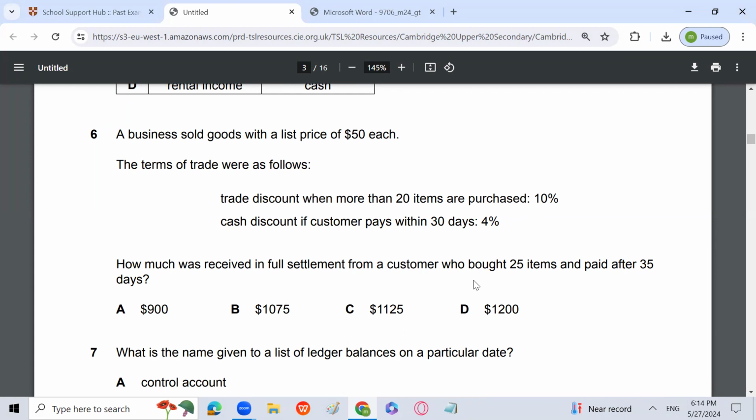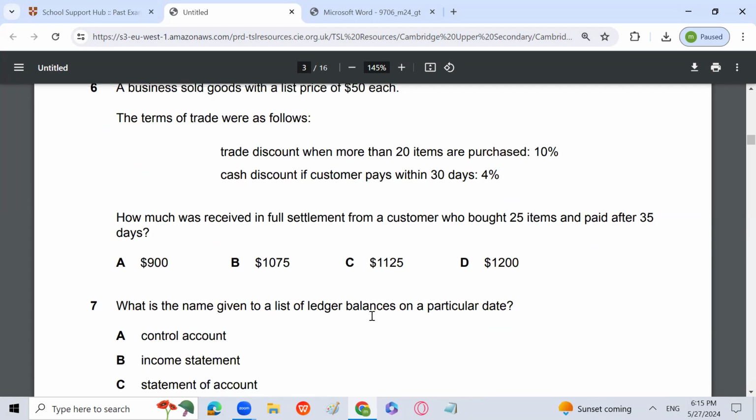Who bought 25 items, so 25 into 50. You can subtract the discount in the first instance from list price also or afterwards also. It's up to you. So 25 into 50, how much will we get? 1250. And out of 1250, you will subtract trade discount of 10%, 125. So 1125 is going to be the answer. So C is the answer because there will be no cash discount. Trade discount will not be shown, so it will be subtracted.